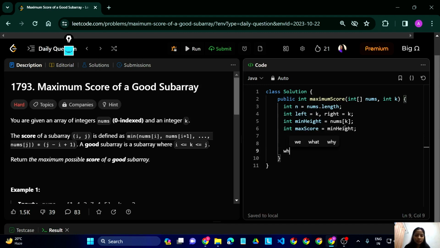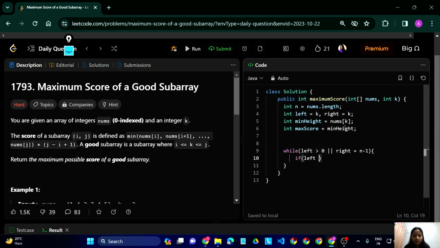Fine, so let's start our loop. We are basically expanding from our center position, which is at k. So let's check while left is greater than 0, or right is not at the last index. Let's check here if left is greater than 0 and right is equal to n minus 1, or nums of left minus 1 is greater than nums of right plus 1. What does that mean?